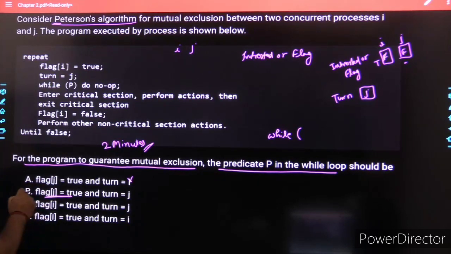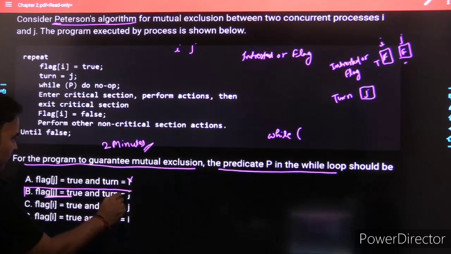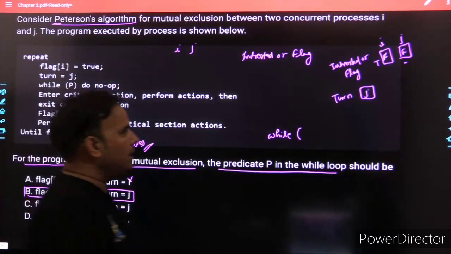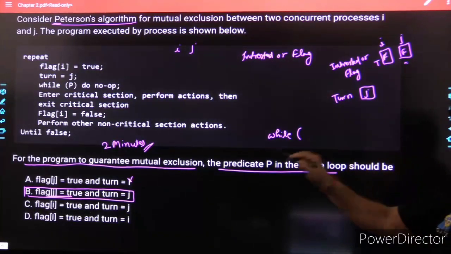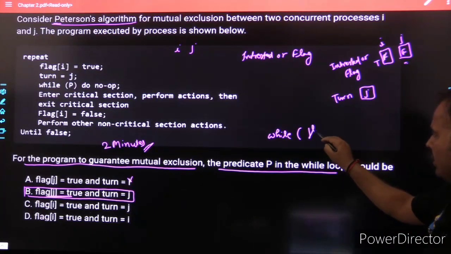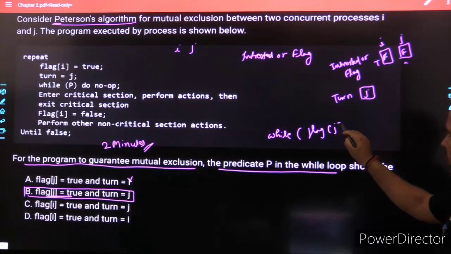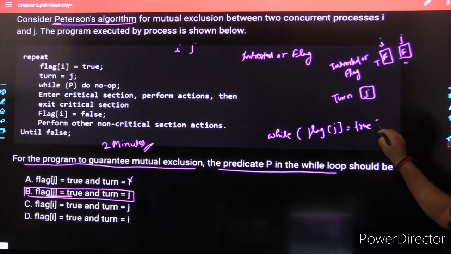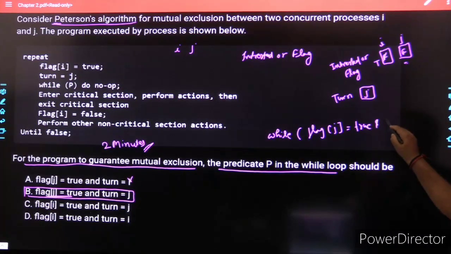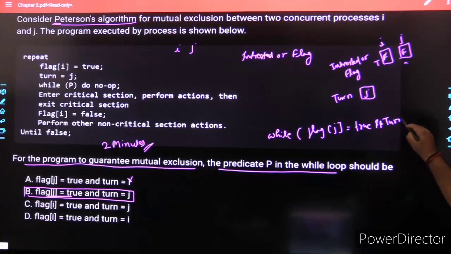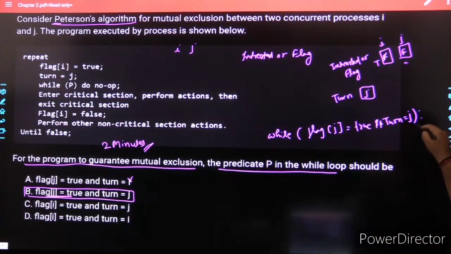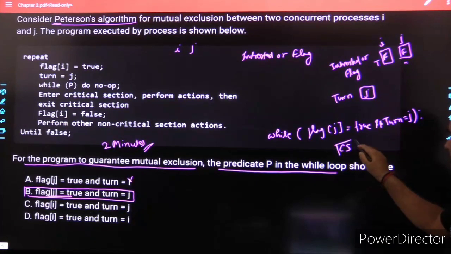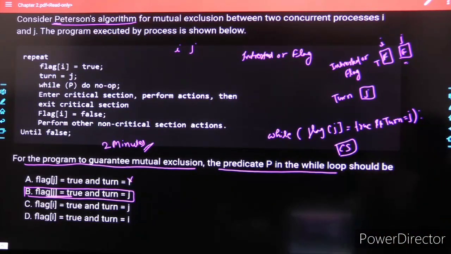So we need to put flag of j equal to true and turn equal to j, with flag of j being false here. I hope you understand clearly. When it executes this, it will break the while loop condition, and then the I process enters into the critical section. So this I process can enter into the critical section.